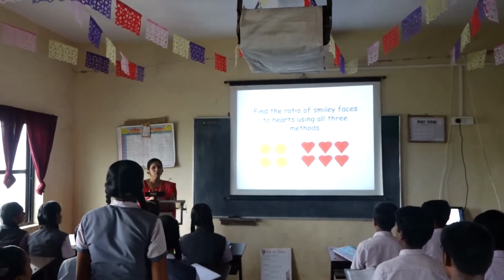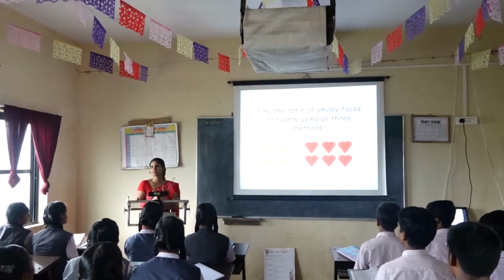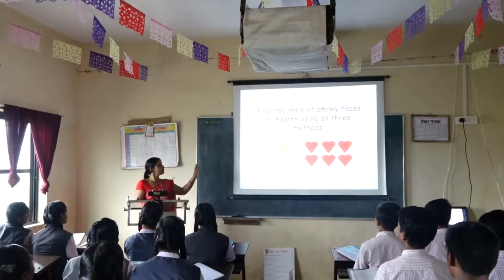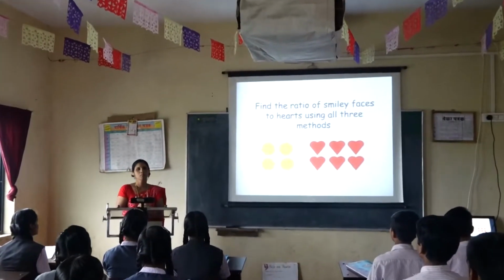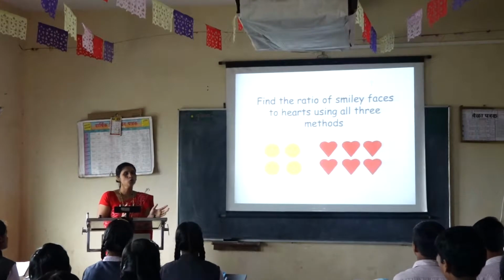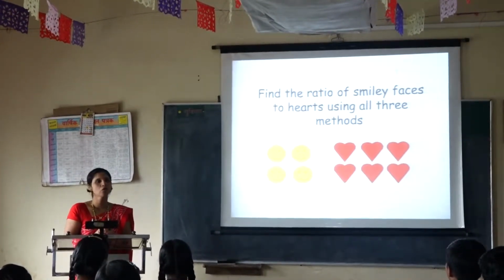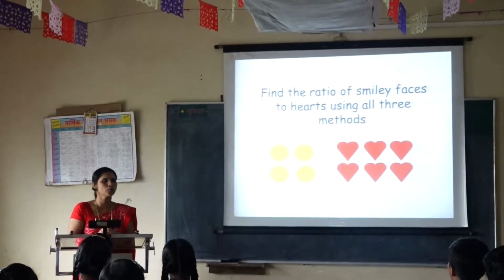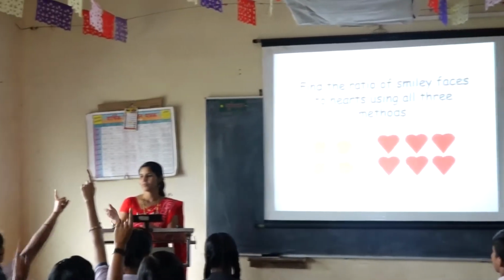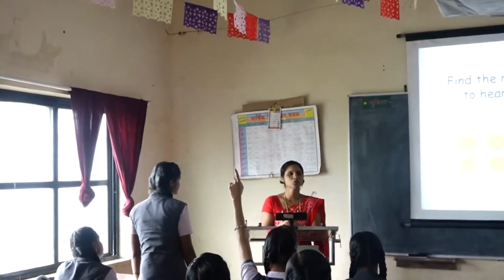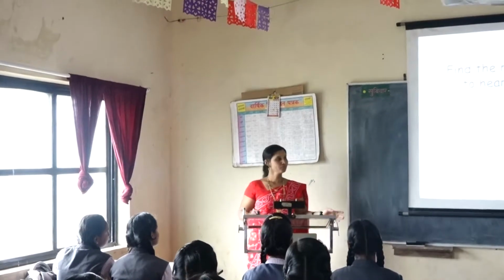Very good. 4 upon 6, 4 as to 6, 4 to 6 is the ratio of the smileys to the hearts. But if we have to minimize these numbers, 4 as to 6, 4 upon 6, how can we minimize them? With division. Yes? 2 as to 3. That means 2 upon 3.